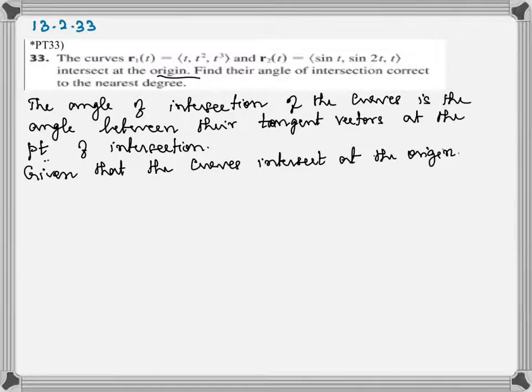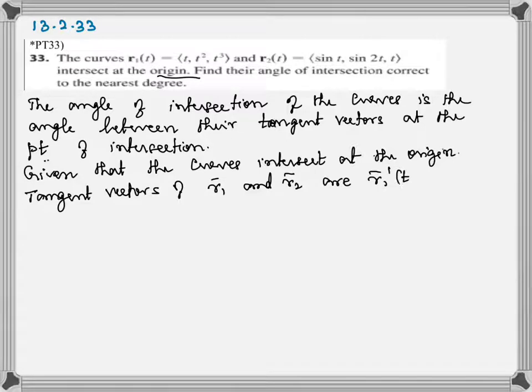So we have to get the tangent vector. Tangent vectors are nothing but the first derivatives at the point t, and then we have to evaluate the tangent vectors, the first derivative, at the origin. So the tangent vectors of the vector functions r1 and r2 are r1'(t) and r2'(t).